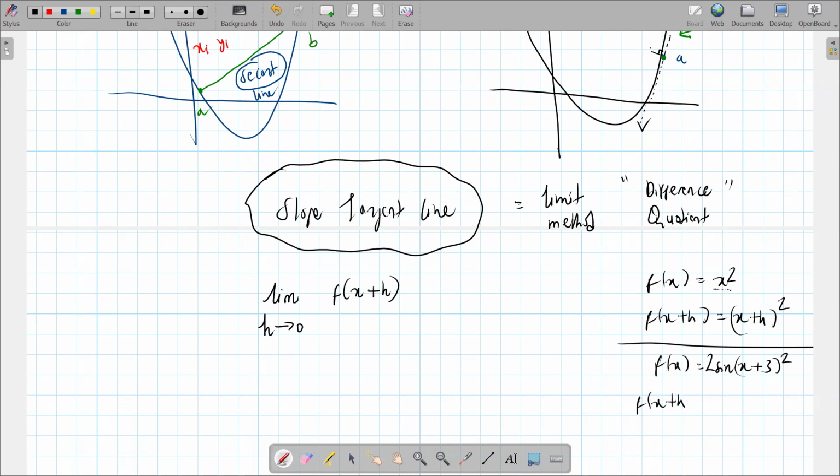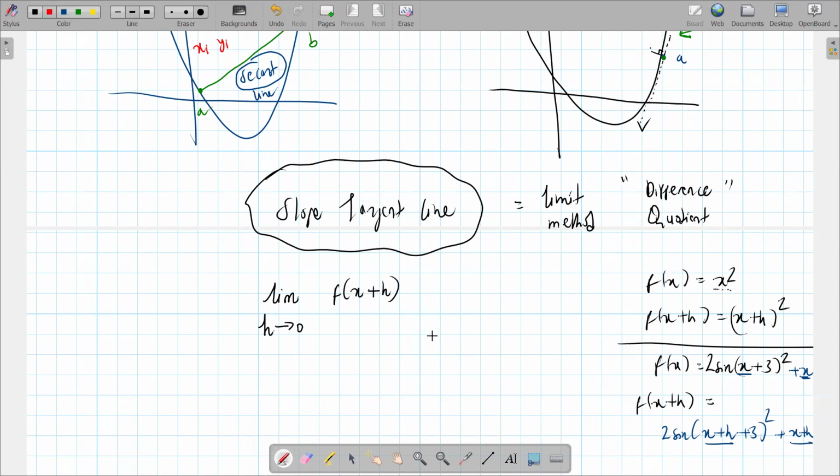Now in here, f of x plus h. Again, it's very simple. Even if there's multiple x's, all you do is you look at where your x's are, and only those x's, you're going to replace them with x plus h. So for this, it would look like sine of x plus h plus 3. Just replace that x with x plus h. Squared, and again, the other x here on the side also becomes x plus h. So that's what f of x plus h is.